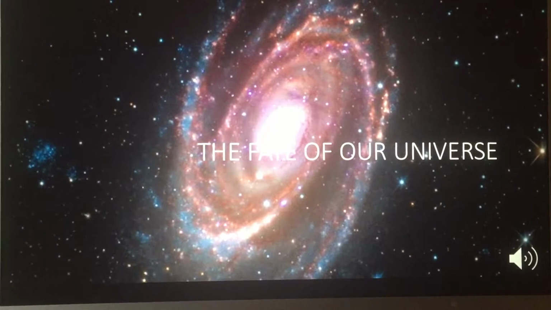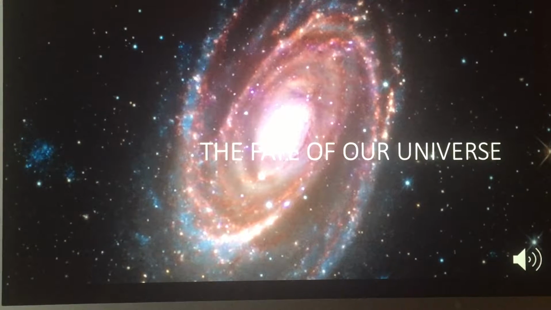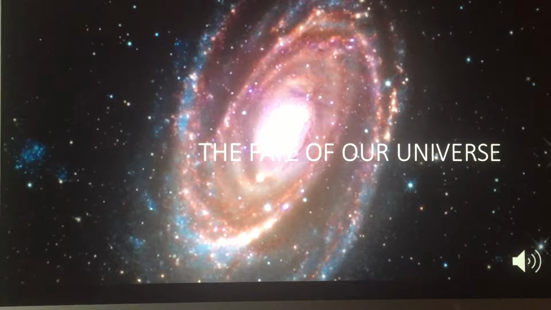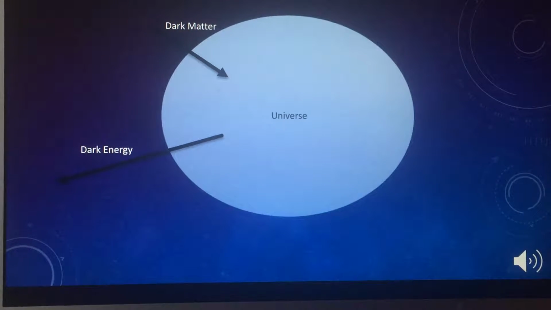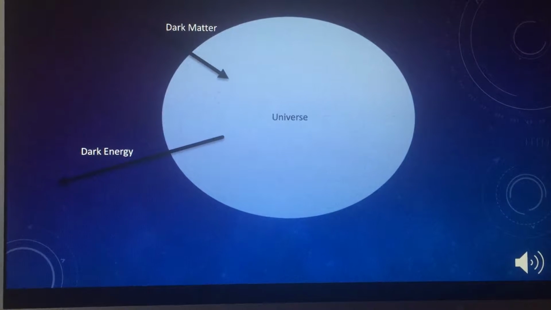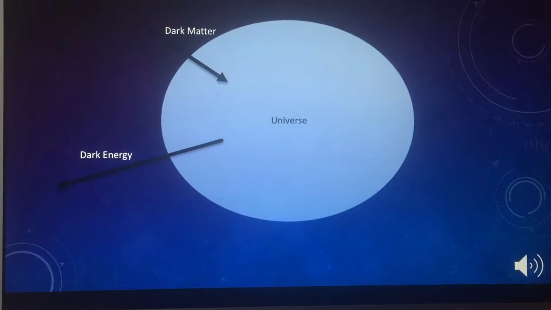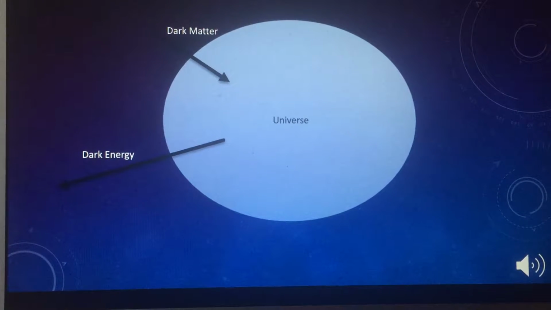Have you ever wondered if it is possible for the universe to end and not exist anymore? There are many theories out there about the fate of our universe. These theories are based on the two concepts we have talked about already: dark matter and dark energy. Dark matter is holding the universe together through gravity, but dark energy is working against gravity, trying to expand the universe.